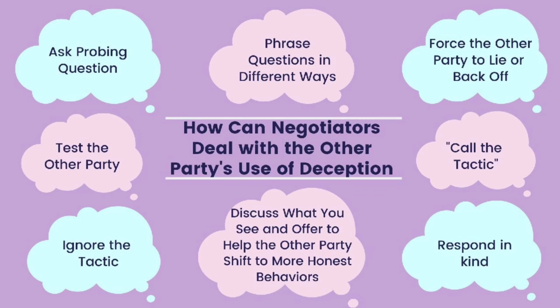Asking questions in negotiating is important, but many negotiators fail to ask enough questions in their negotiation. But asking questions can reveal a great deal of information, some of which may be left undisclosed intentionally by the other party. So that is the first way a negotiator can deal with the use of deception: you ask probing questions.